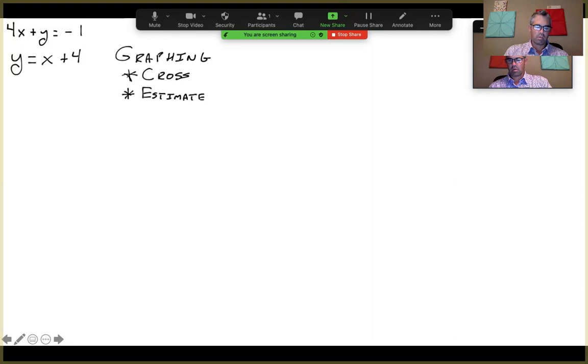So I'm going to graph the first equation showing my work in red. And I'm going to use the intercept method of graphing just as a reminder, since that top equation is in standard form. I'm going to let x be 0. And when x is 0, y is -1. I'm going to let y be 0. When y is 0, x is -1/4.